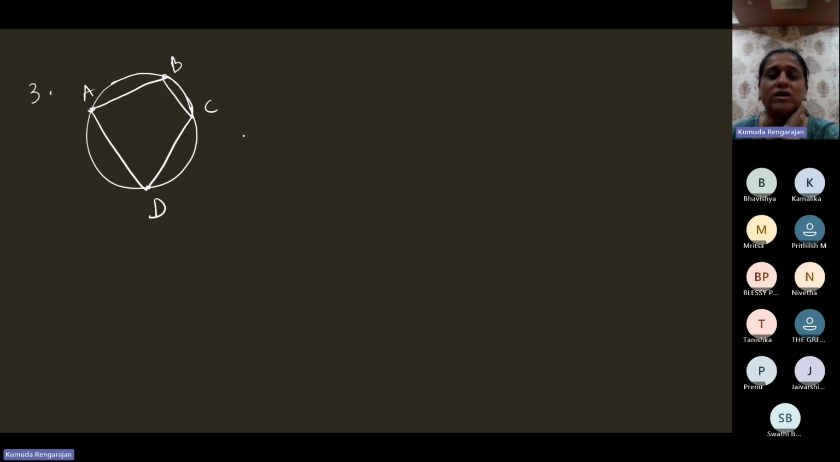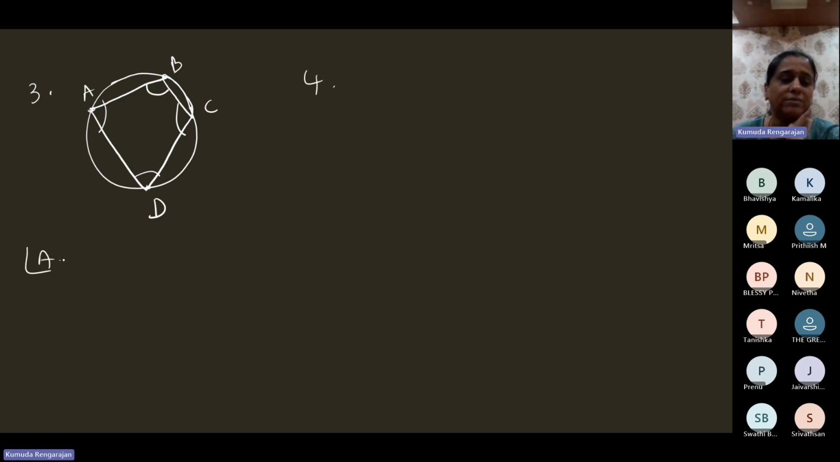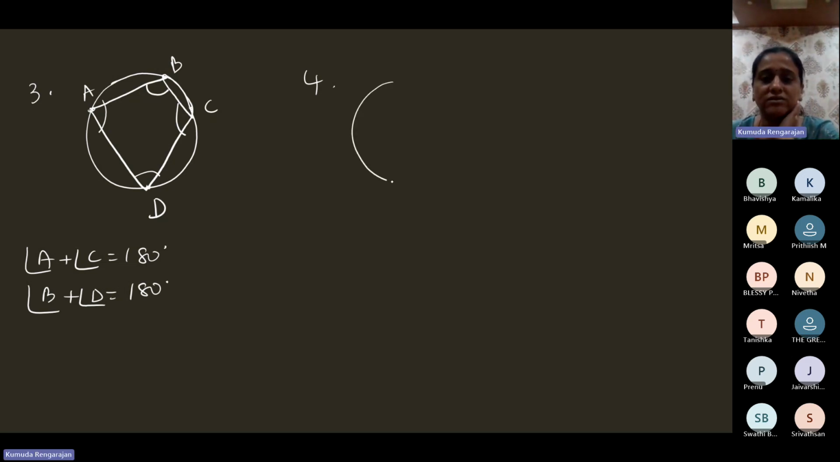Property: in a cyclic quadrilateral, opposite angles are supplementary. Angle B plus angle D is 180. Angle A plus angle C is 180. In a cyclic quadrilateral, opposite angles are supplementary. This is simple, but we often fail to realize that when we solve numericals from circles.